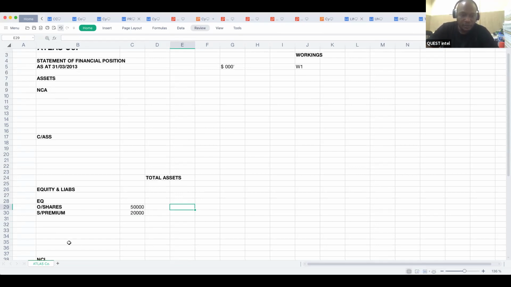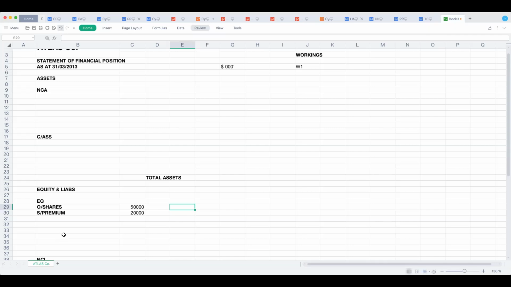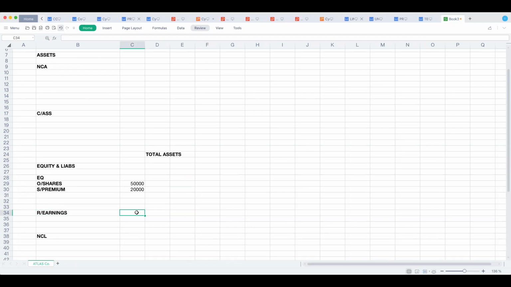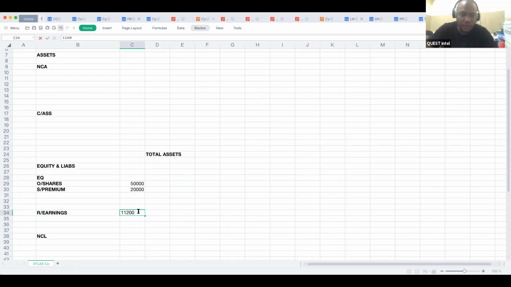Okay, next. Retained earnings at the beginning of the year. So we leave a few spaces because we know we have a revaluation reserve. So retained earnings. Scores? 11,200. Great. Another half mark in the bag.